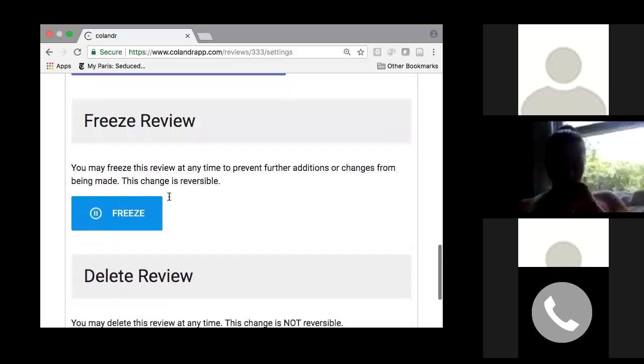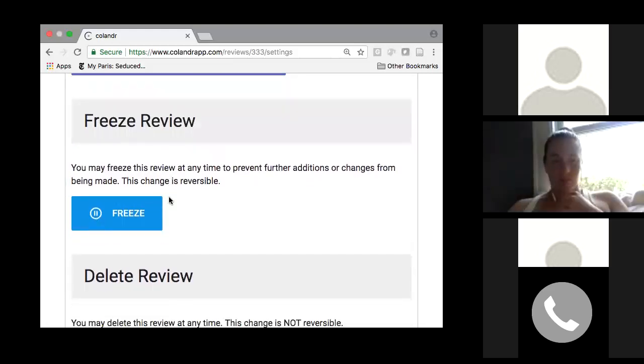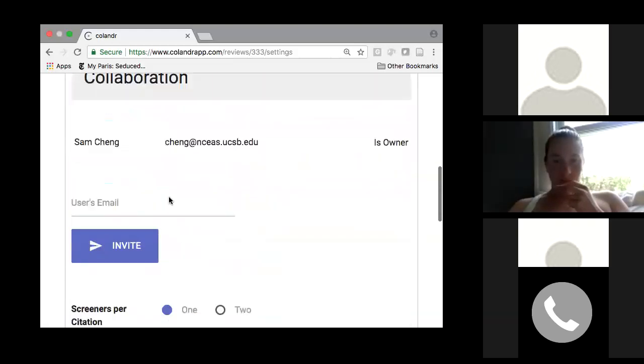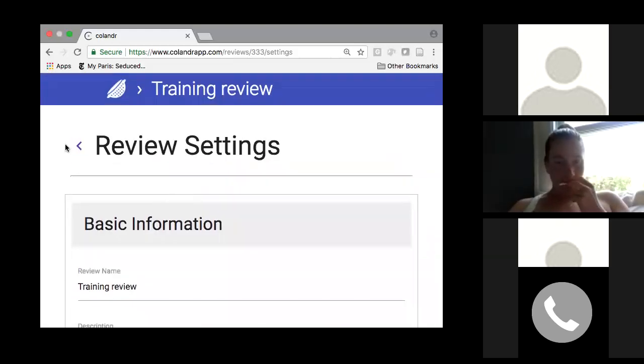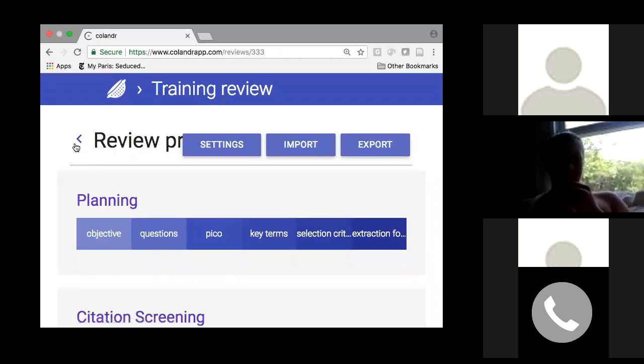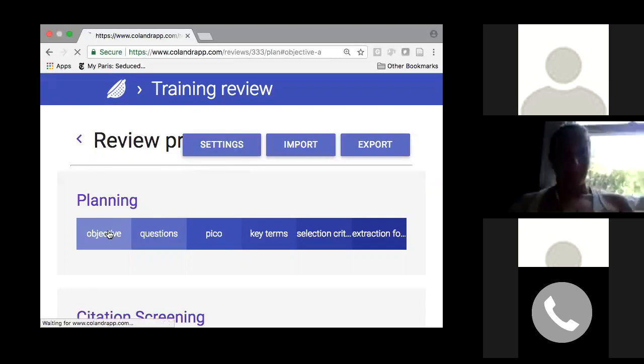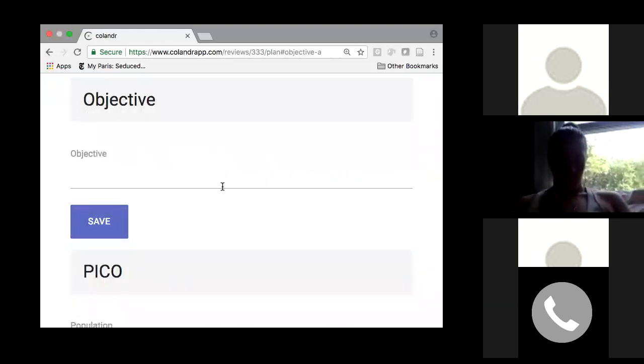And then if you ever don't want to do your review, or someone's messing around with it and causing chaos, you can freeze the review if you're the administrator to stop people from changing stuff, or you can delete it. And if you delete your review, you can never get it back. So don't delete your review haphazardly. Okay, so let's go back and go to your planning section.